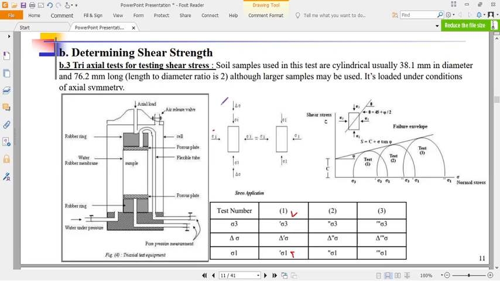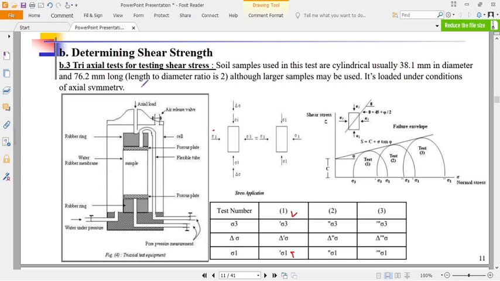So for the triaxial test, the soil samples used in this test are cylindrical, with a ratio of length to diameter of 2. Is that okay? Length divided by diameter, you get 2. So normally they are 38.1 millimeters in diameter and 76.2 millimeters in length. It is loaded under condition of axial symmetry.